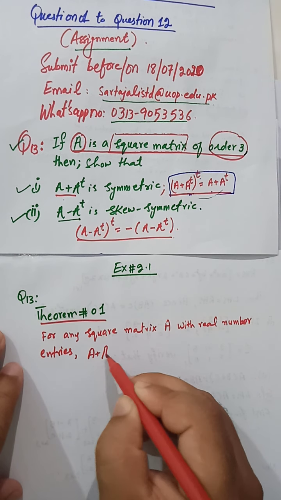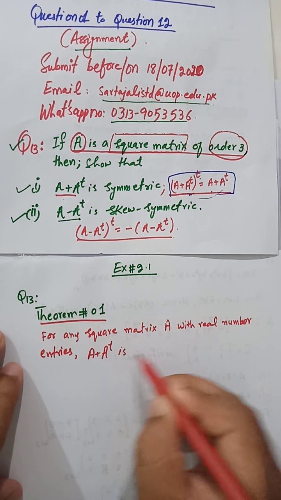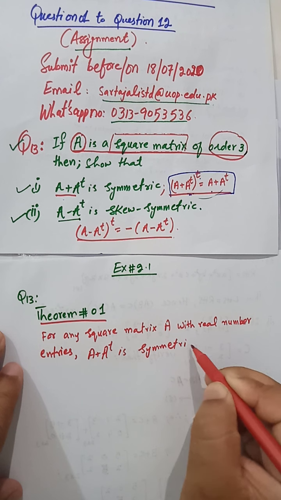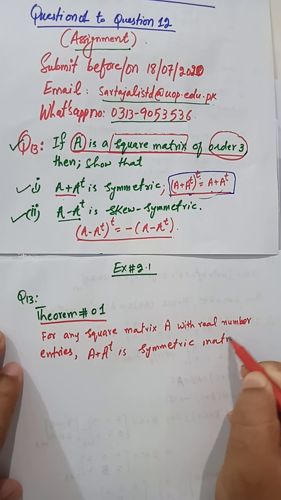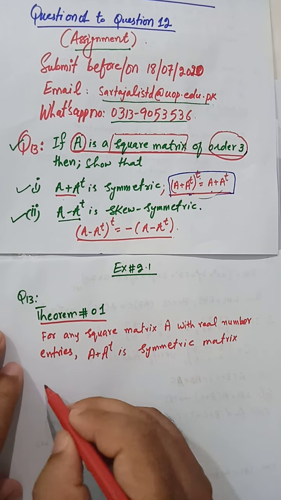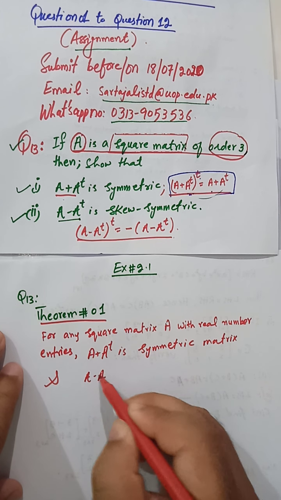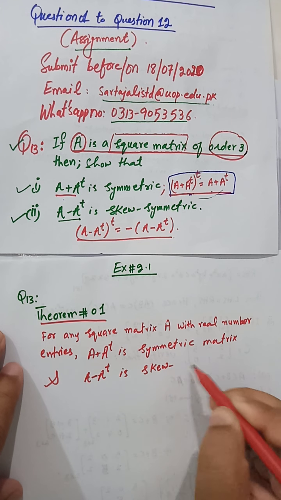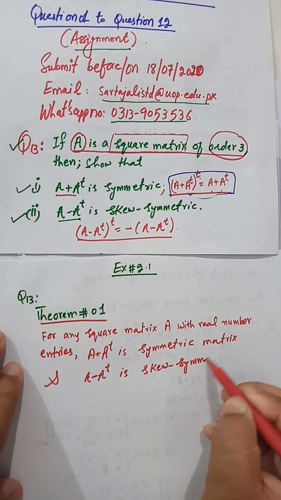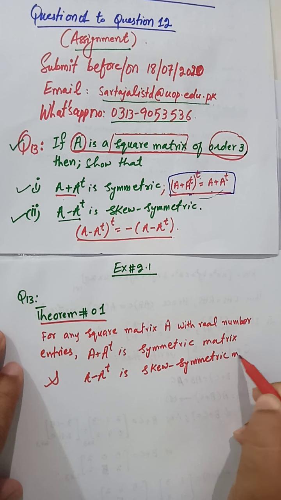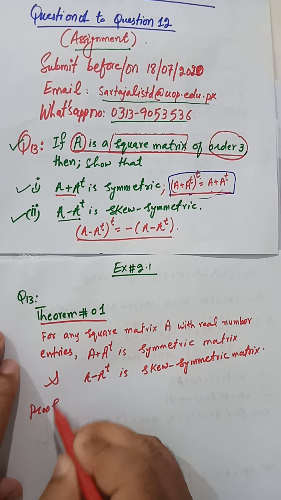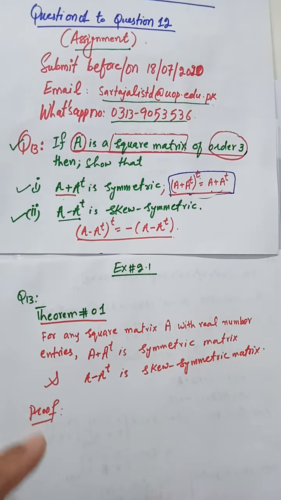A plus A transpose is a symmetric matrix, and A minus A transpose is a skew symmetric matrix. So this is another way to write question number 13.